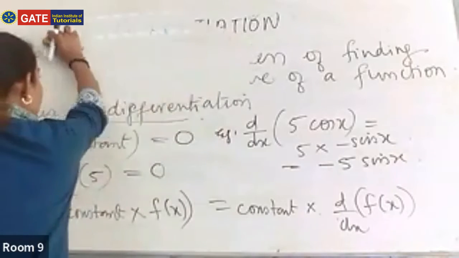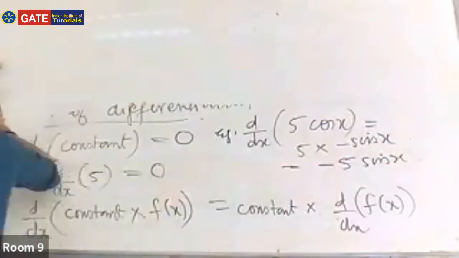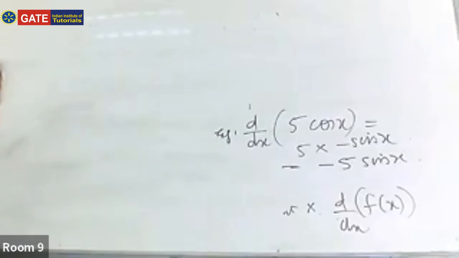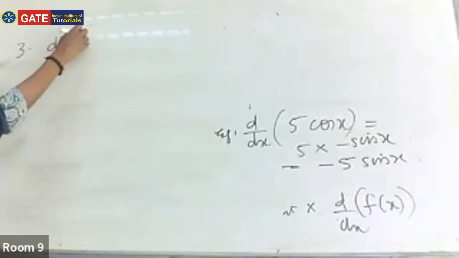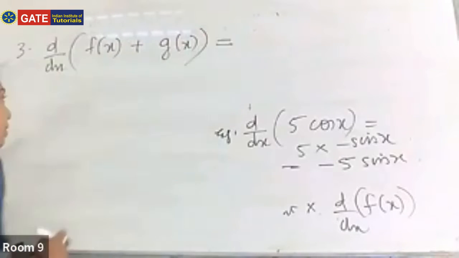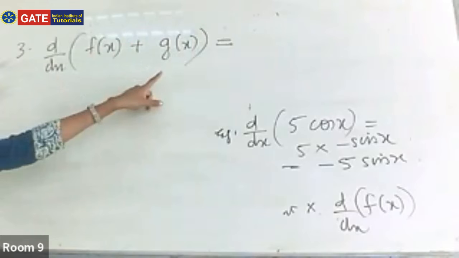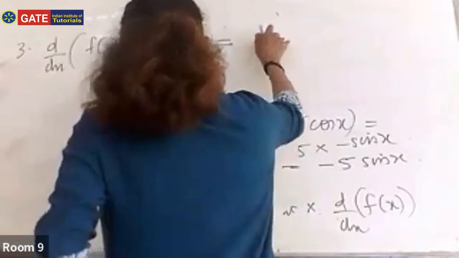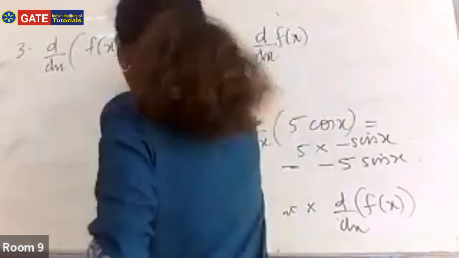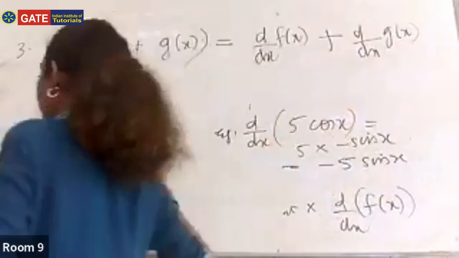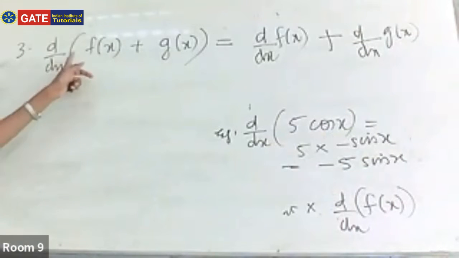That is clear? And the third rule is, what is the derivative of f of x plus g of x? Let us suppose you have two functions of x and in addition, then what will be its derivative? So its derivative will be, you separately find the derivatives of each function. Okay, derivative of f of x, then derivative of g of x, and then you add them. That will be the derivative of the sum of the functions.